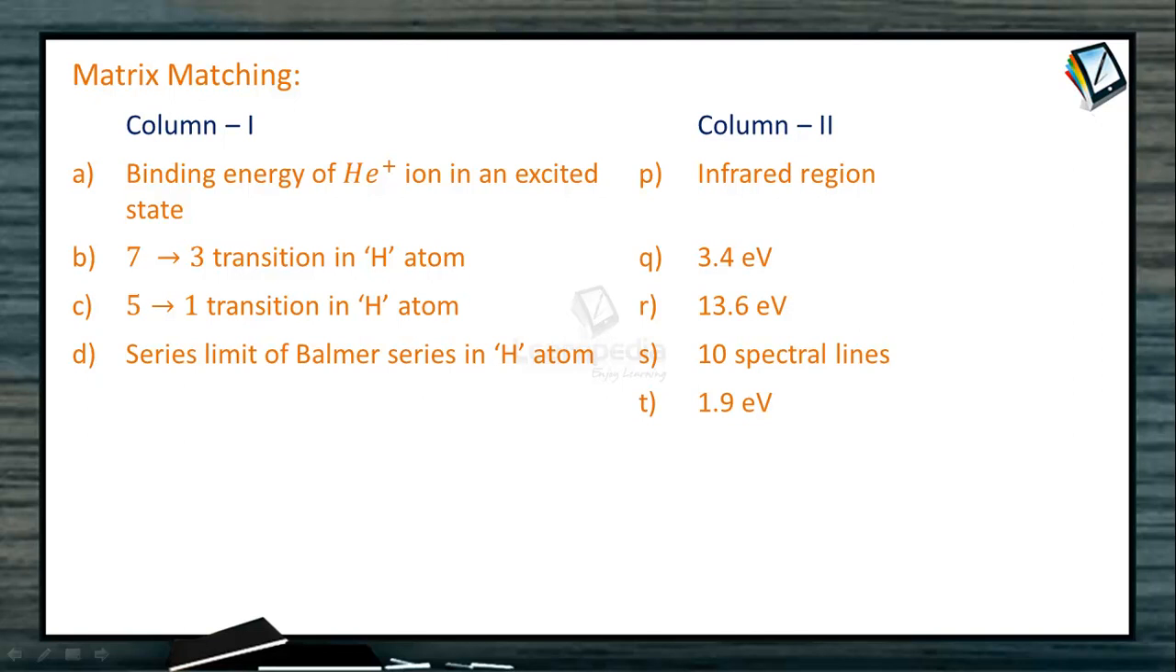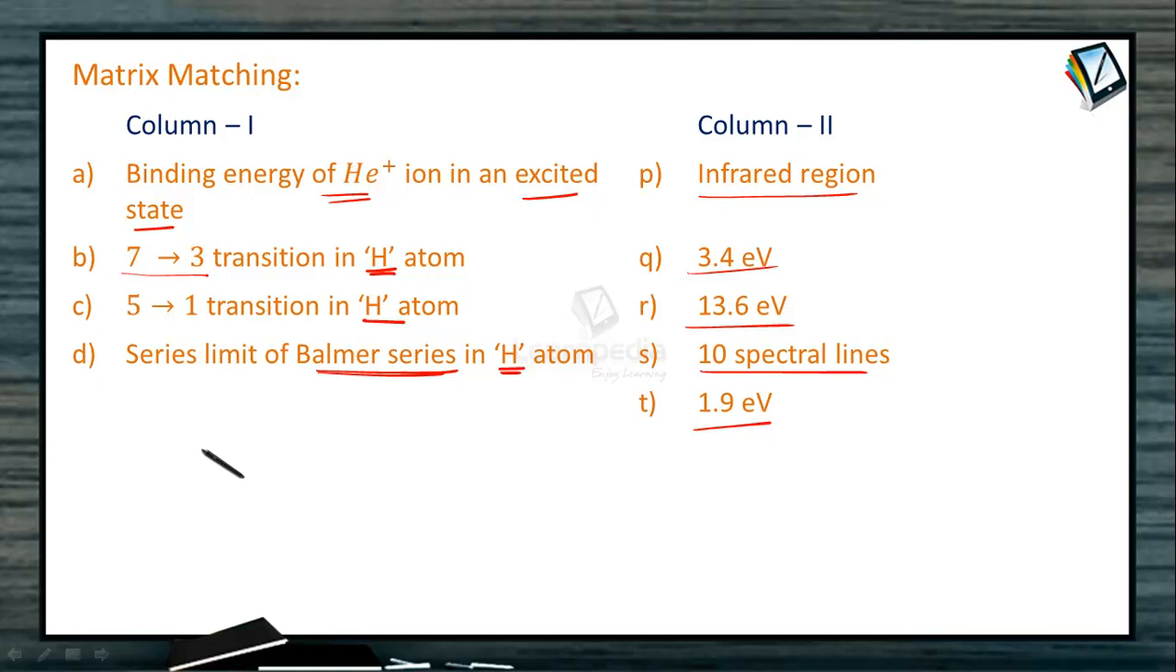Matrix matching. In column 1 we have: A, binding energy of helium ion in an excited state; B, electron transition from 7th to 3rd in hydrogen atom; C, 5th to 1 transition in hydrogen atom; D, series limit of Balmer series in hydrogen atom. These are the 4 options A, B, C, D given in column 1. Then what about column 2? We have infrared region, 3.4 electron volts, 13.6 electron volts, 10 spectral lines, and 1.9 electron volts. So we need to match A, B, C, D with the PQRST options given in column 2.